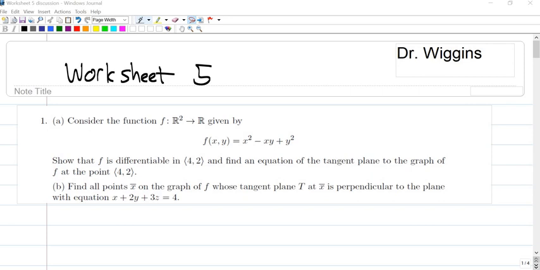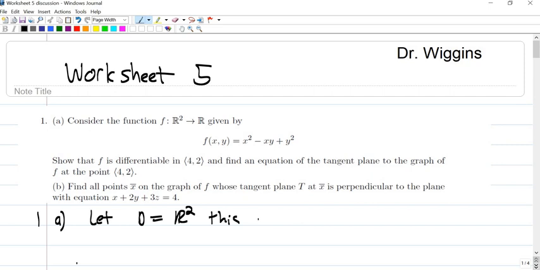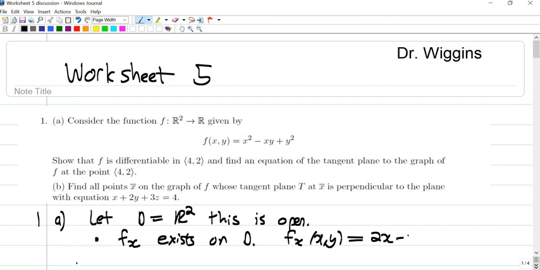Now, we can use a long way to show f is differentiable at the point (4, 2), or we can use Theorem 67. Like a table, Theorem 67 has four parts. So I'm going to use Theorem 67. I'm going to solve by saying, okay, let D be the entire plane and this is open. And now for the first part, I can say that f partial x exists on D. In effect, you can actually work out that f partial x is equal to 2x minus y.